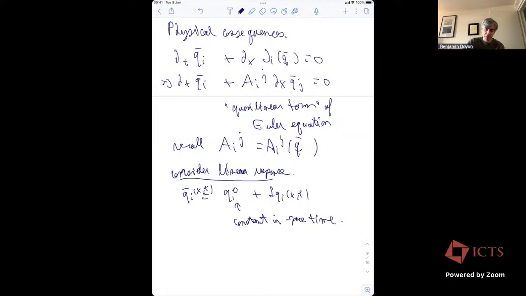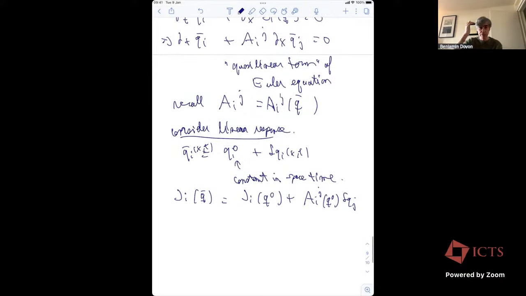And perhaps the easiest is to go again to this J_i of q-bar, right? And now this is J_i of q^0 plus a small delta q. Well, here is involved the flux Jacobian, right? A_ij of these q^0's times delta q_j, sum over j's.